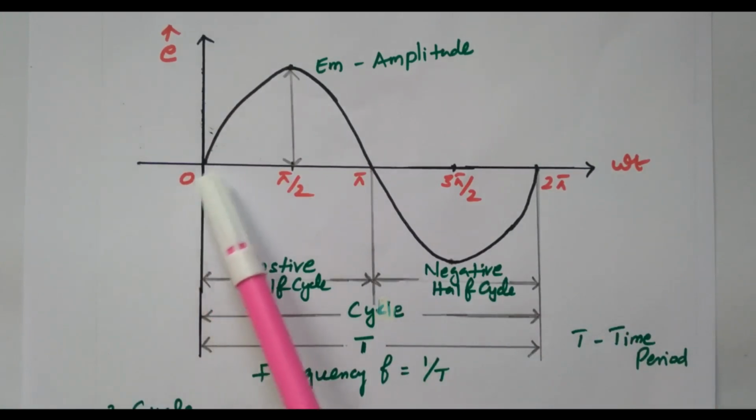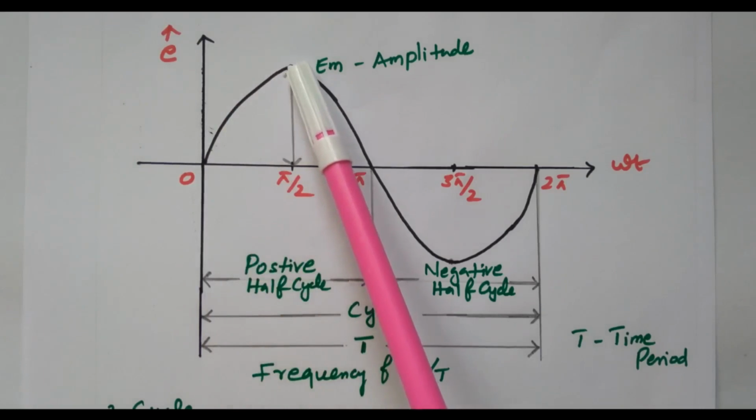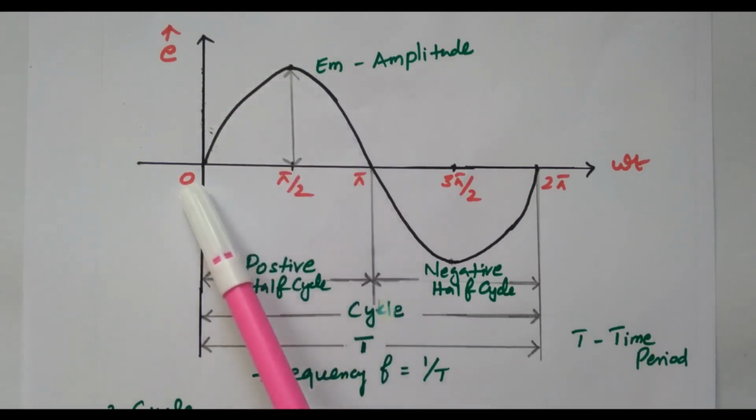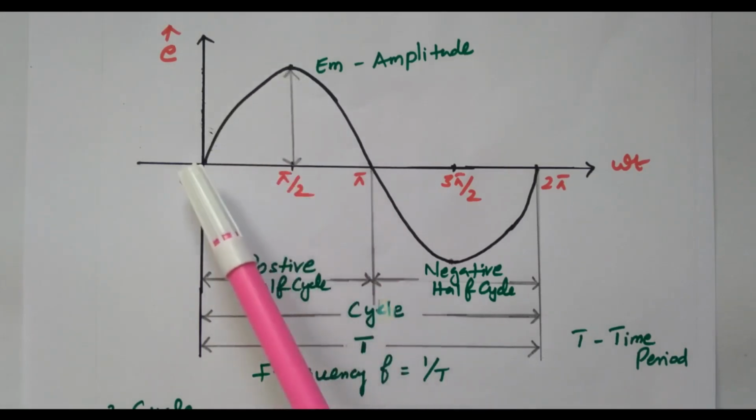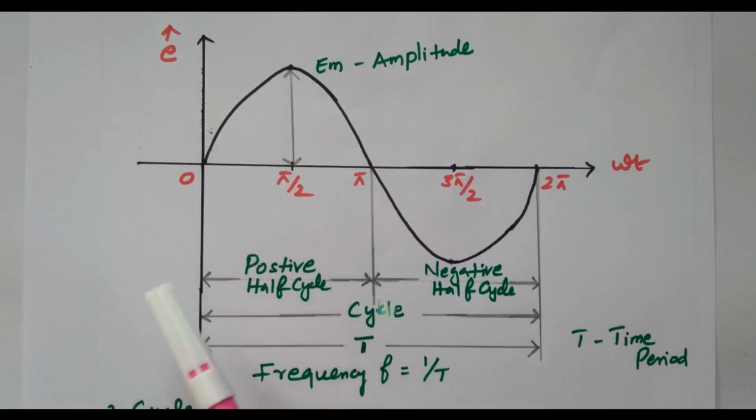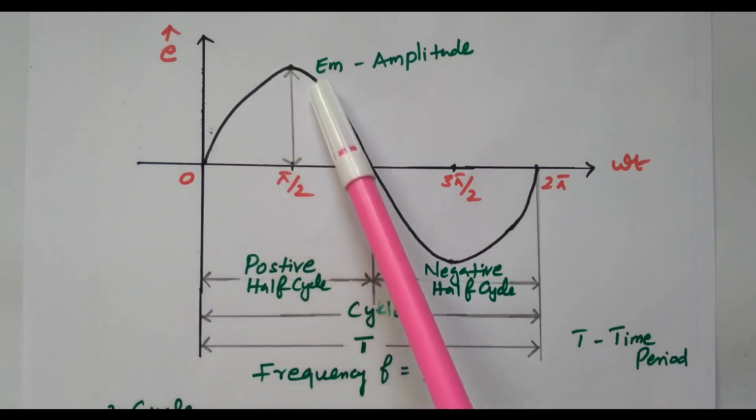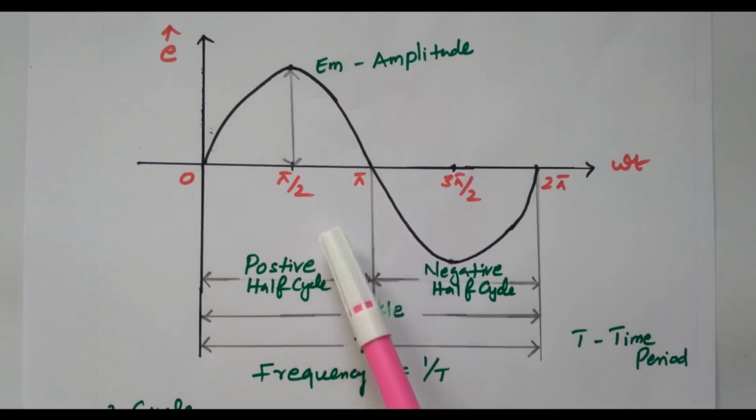See, at 0 degrees the voltage is 0, then it keeps on increasing and reaches the maximum value. Here sine theta equals 0 degrees, here theta is 90 degrees. In between it varies from 0 degrees, 10, 20, 30, 40, like that. Thereafter it again decreases and reaches 0 again at pi, 180 degrees.